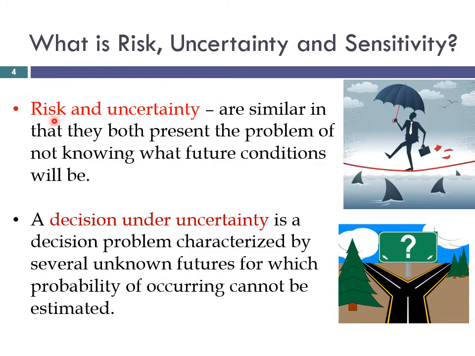So we are talking about risk and uncertainty, but what are they? Actually, risk and uncertainty are similar. We will talk a little bit on this. So they both represent the problem of not knowing what future conditions will be. For example, the price of oil. So can you know the price of oil 2 months from now, 3 months from now, 1 year from now? Of course, it's unknown. Okay?